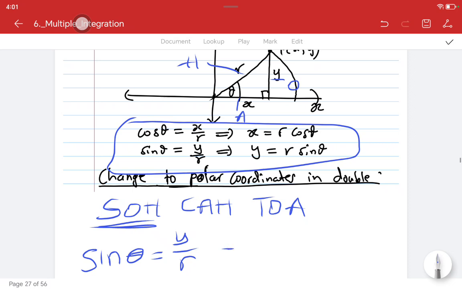The idea of having this is so that we can find what y is, because we're going to need to substitute y at the end. If we multiply both sides by r, we're going to get this. And then you find this one, of course. You find that x is equal to r cos theta.